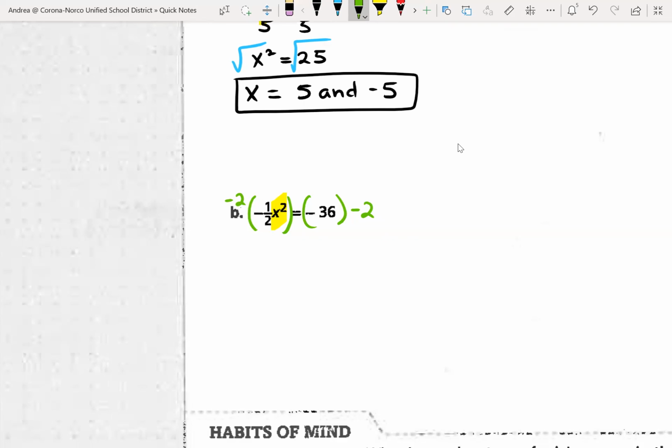So what's half of 2? 1. So it just gives me x squared, and a negative times a negative makes that a positive x squared. And then negative 36 times negative 2 is a positive 72. Any questions over that?